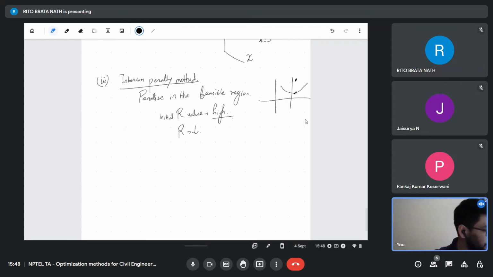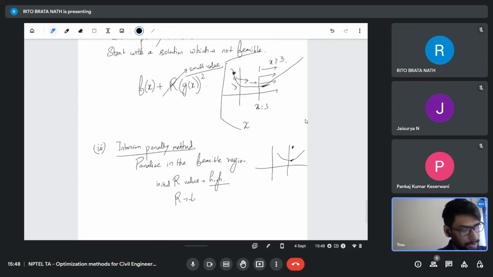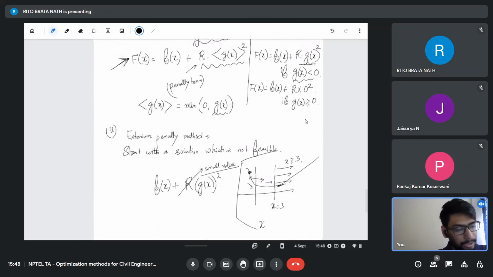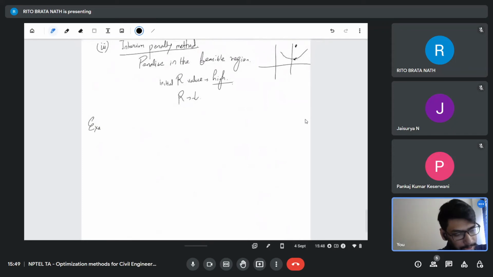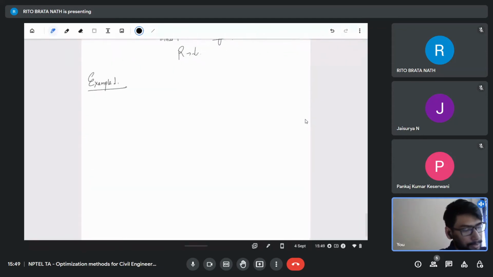So let me see what else I had in mind to discuss. Okay, so I think the sir had given one example of the penalty function method. So this is example one of this method. If you are given one function like (x1 minus 2) squared plus (x2 minus 3) squared, this is a convex function, so not a problem, and subjected to, say, x1 plus x2 minus 4 equals 0.